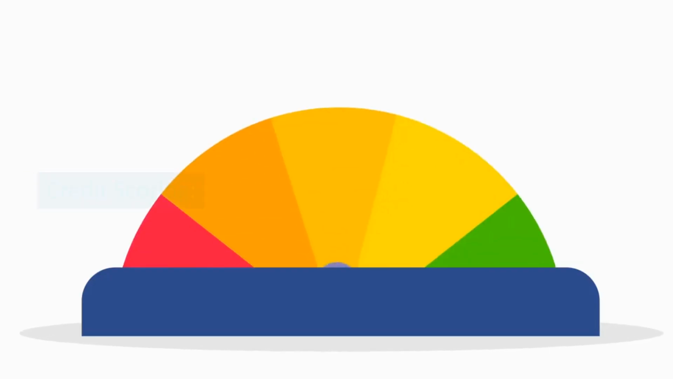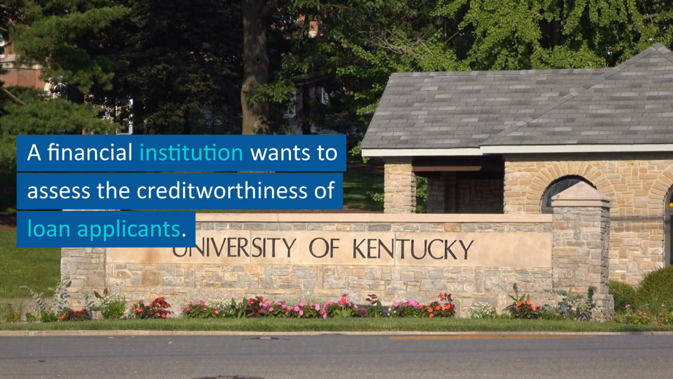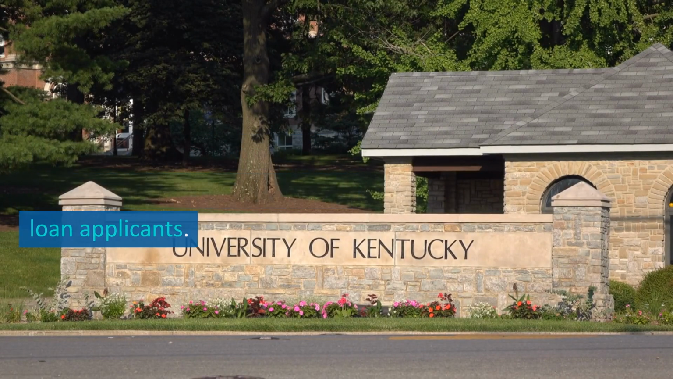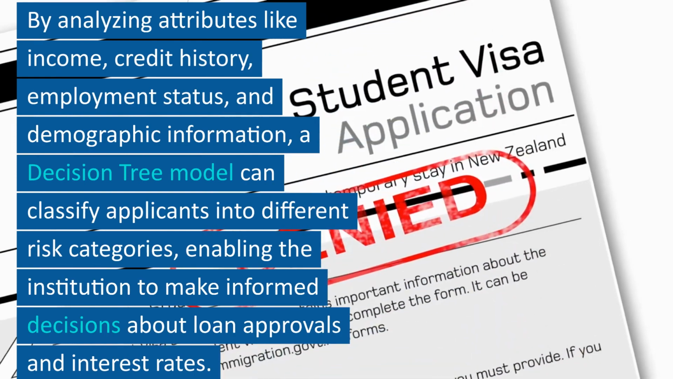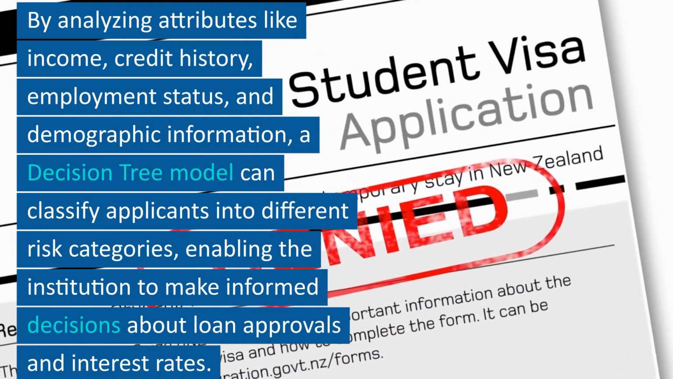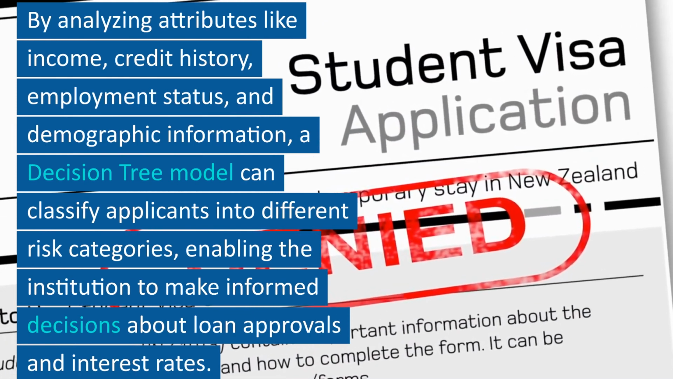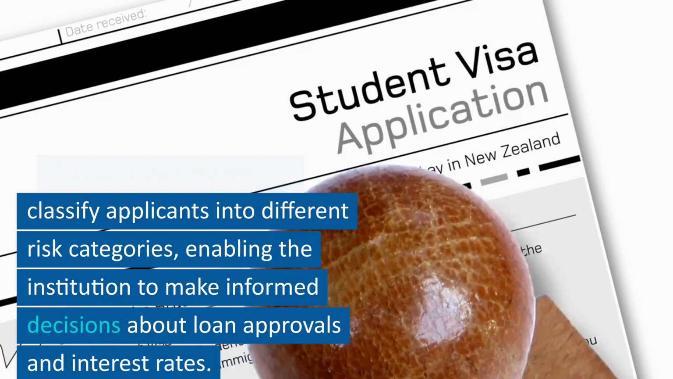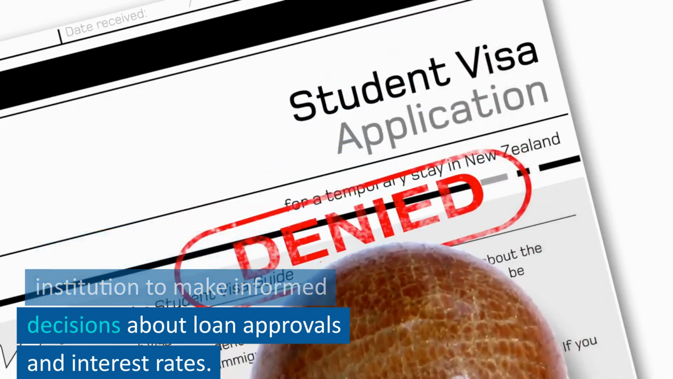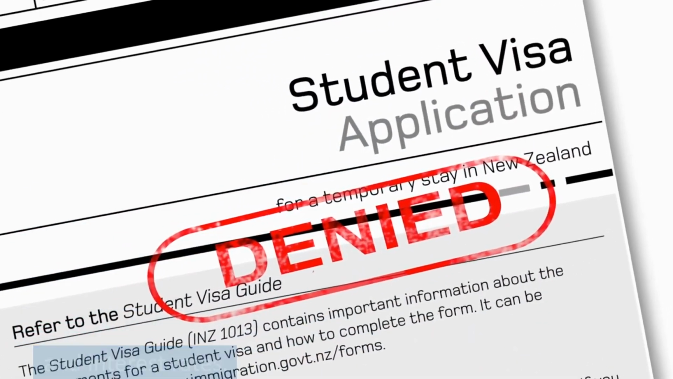Credit scoring. A financial institution wants to assess the creditworthiness of loan applicants. By analyzing attributes like income, credit history, employment status, and demographic information, a decision tree model can classify applicants into different risk categories, enabling the institution to make informed decisions about loan approvals and interest rates.